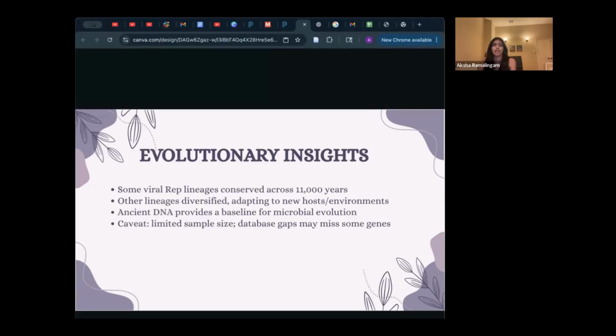However, our study has had a lot of limitations since we only had a few ancient samples that we were able to get, and current reference databases are unable to detect some of the genes because they are so ancient. They're just not in the reference database.